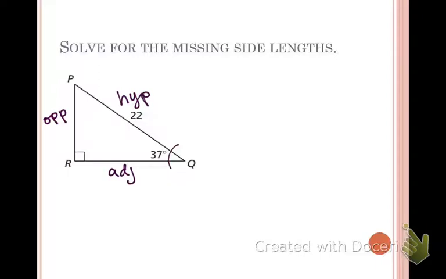Which one do we want to solve for first? PR. So we're going to use the opposite and the side they gave us, the hypotenuse. Which trig ratio is this going to be? Sine. From what angle? 37. Sine of 37 will equal the opposite, which we don't know, so we could call it x, over the hypotenuse, which is 22. Do I need to flip this one? Nope, I'm just going to multiply both sides by 22 to cancel out my fraction.